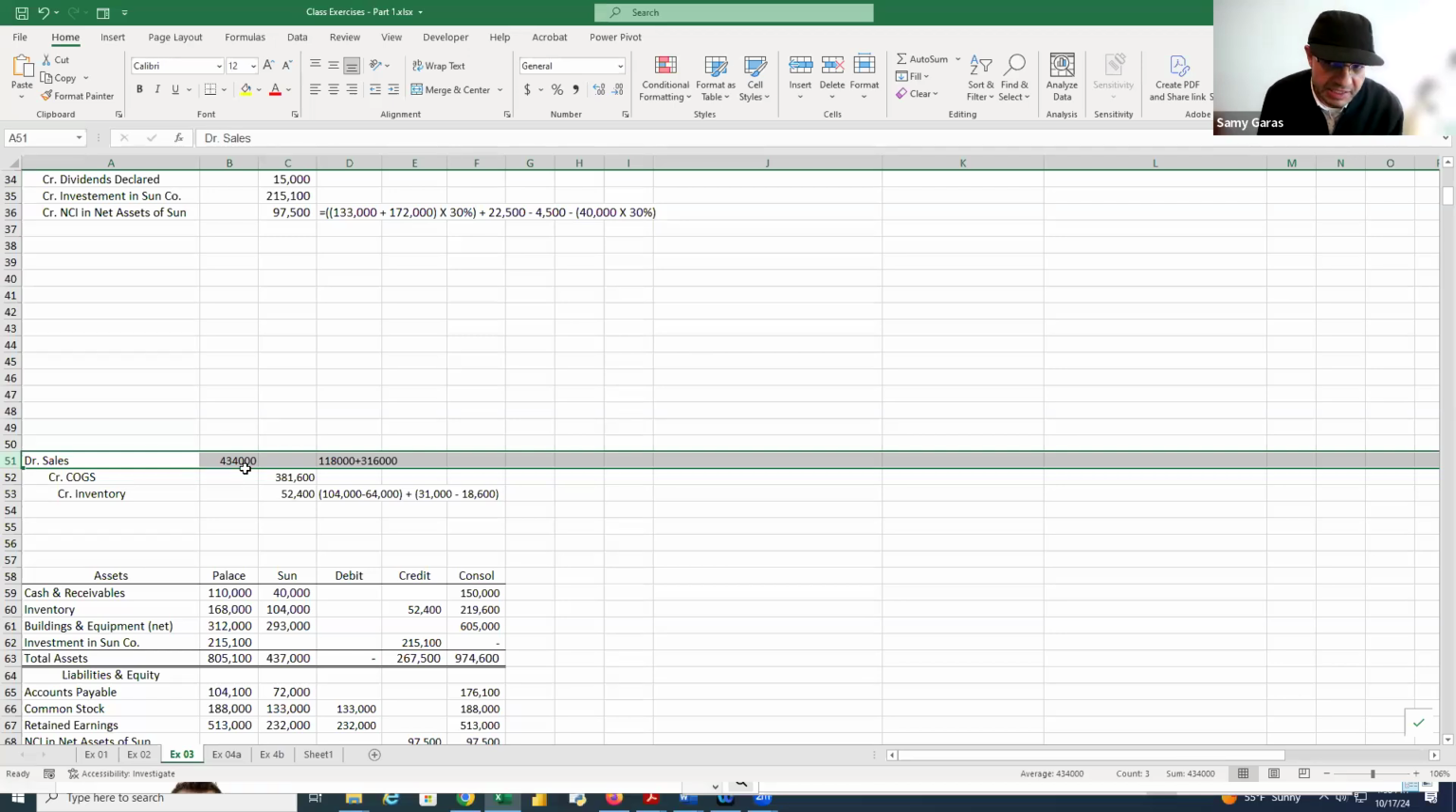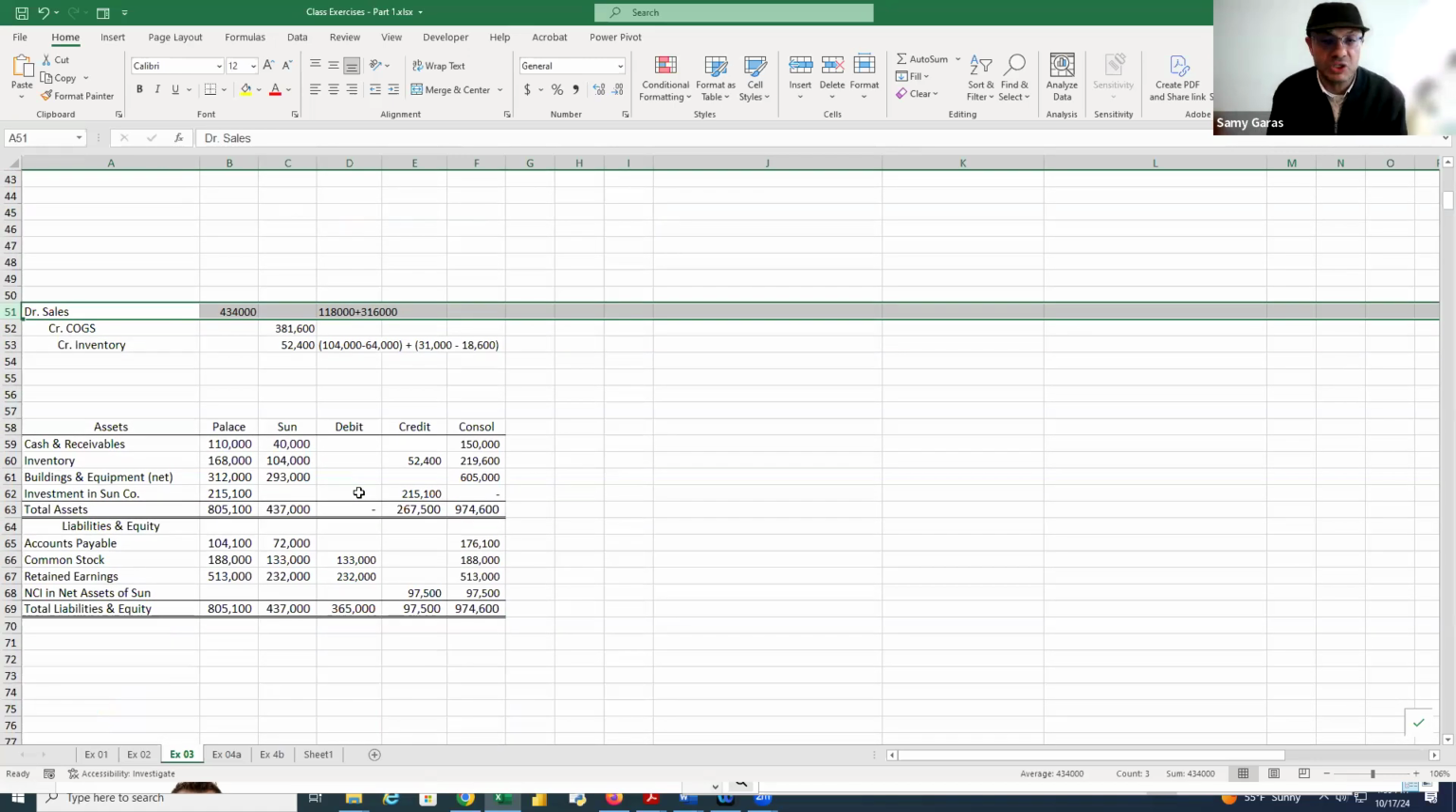The difference between the sales and the inventory is the cost of goods sold. And here you can stop my video, look at the consolidated balance sheet, and try to do the calculation, and you should get them equal, where total assets is 974,600, and the same thing for total liability and equity.